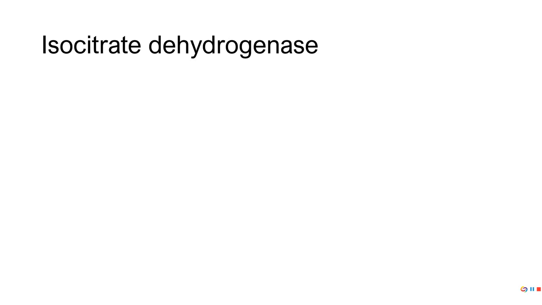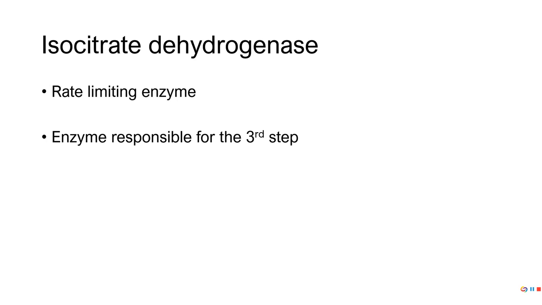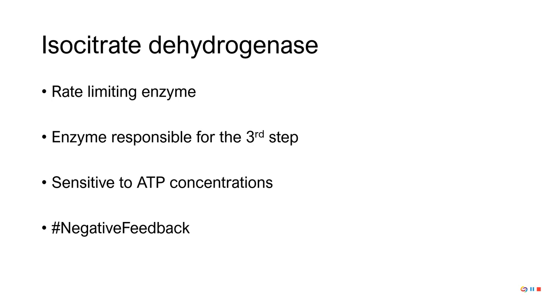Isocitrate dehydrogenase is the rate-limiting enzyme for the Krebs cycle. This is the enzyme that's responsible for the third step, just like phosphofructokinase, interestingly enough. And just like phosphofructokinase, isocitrate dehydrogenase is sensitive to ATP concentrations, such that as ATP concentrations are high, which means we have a lot of available ATP, isocitrate dehydrogenase activity decreases. And the reverse is true. In other words, we've got another example of a negative feedback loop.